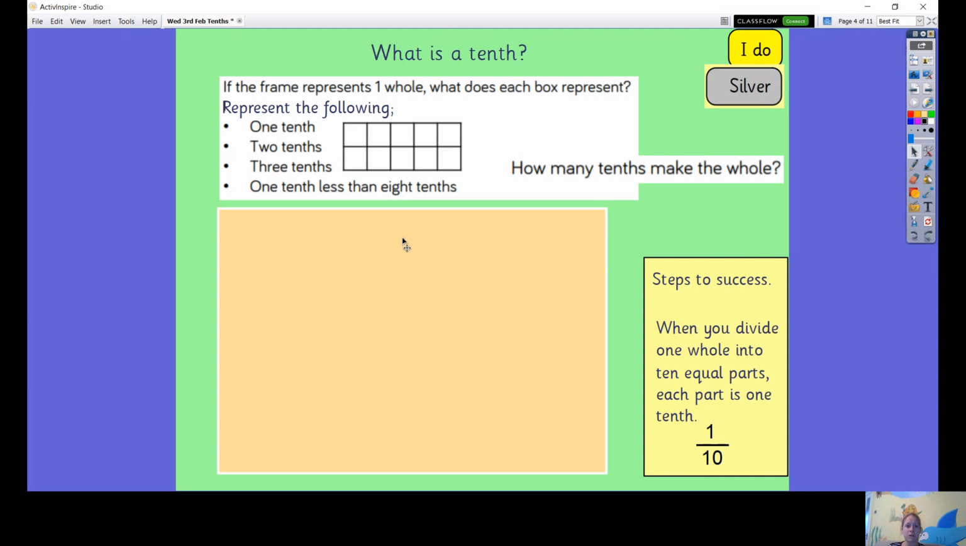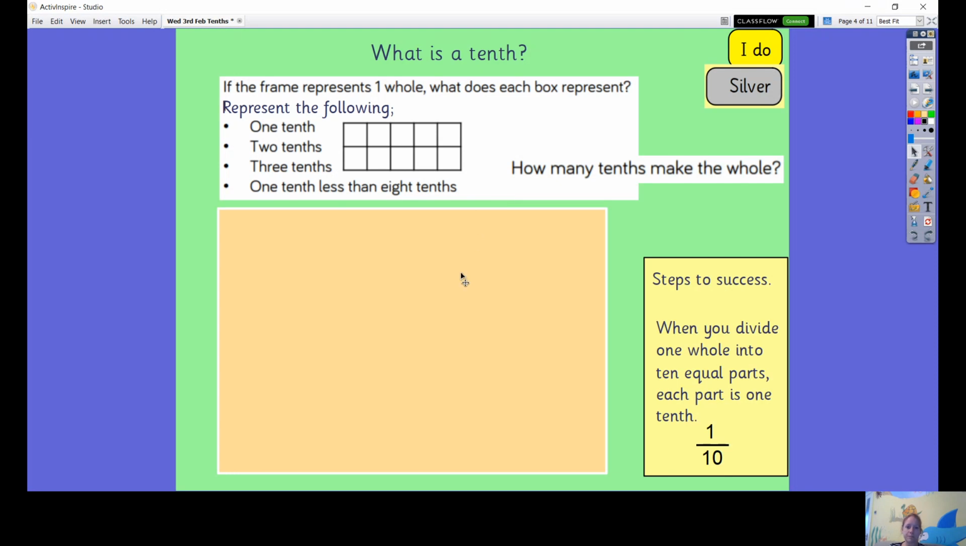So what I would like you to do is to draw in your book, using a ruler, a tens frame like this. So draw a rectangle filled with 10 squares, and I'd like you to represent the following. I'd like you to colour in 1/10 on one of them, then draw another frame, represent 2/10, draw another frame to represent 3/10, and a final fourth frame to represent 1/10 less than 8/10. So can you have a go at that in your book for me, please?